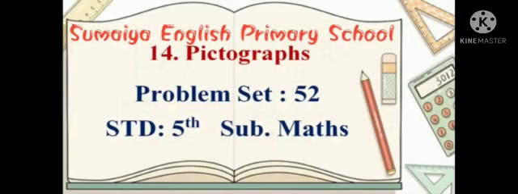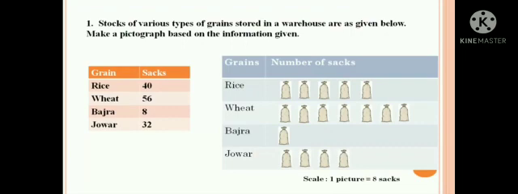Hello kids, let's start with our math subject, chapter 14, pictograph, problem set 52. Question number 1. Stocks of various types of grain stored in a warehouse are as given below. Make a pictograph based on the information given.